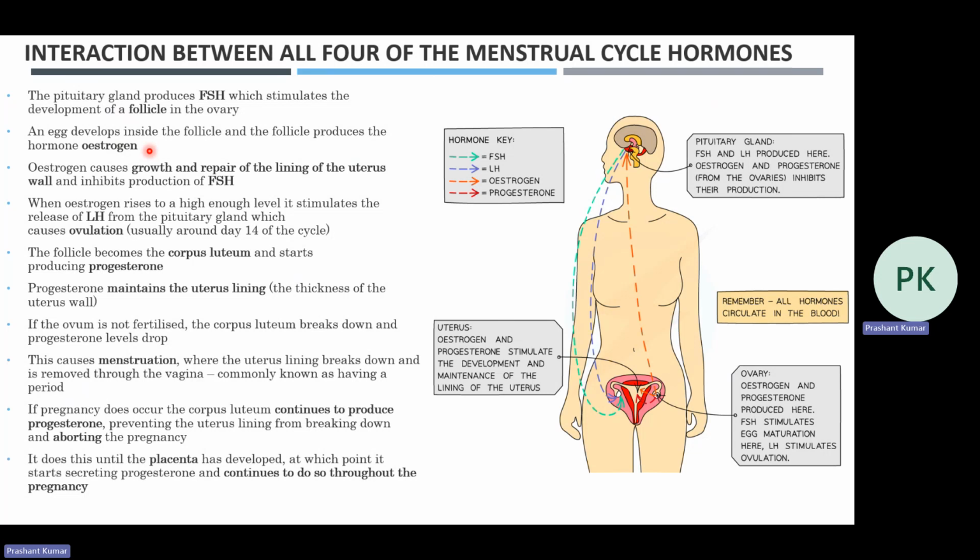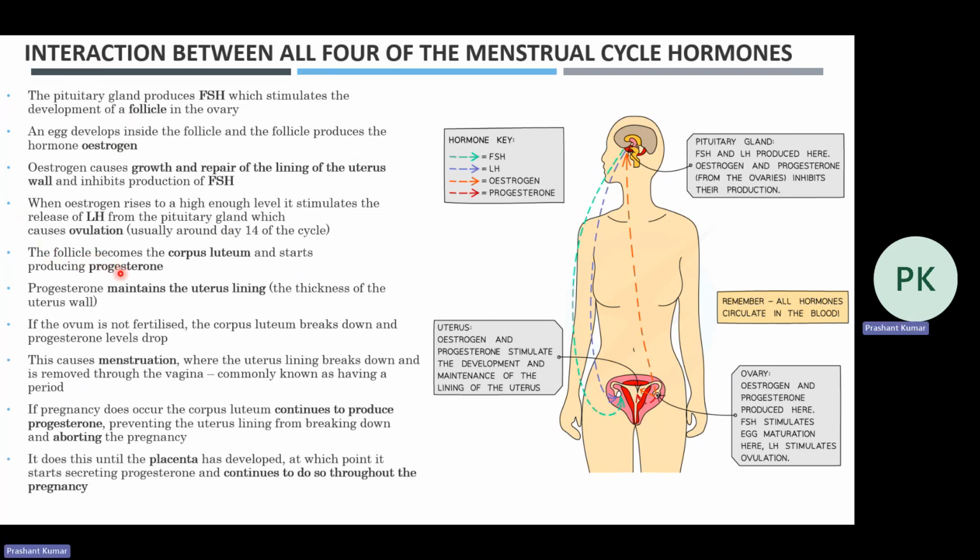When the estrogen level is high, it stimulates enough LH, right, which stimulates the release of the egg cells. So the egg cell is going to be released in the middle of the cycle, right? Because it is being stimulated by luteinizing hormone.